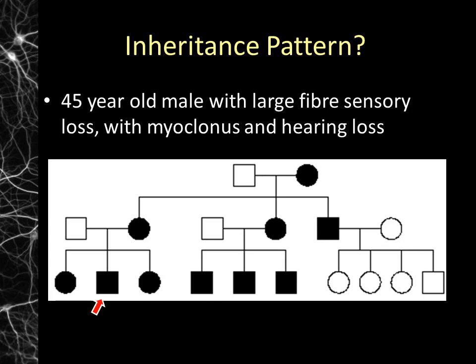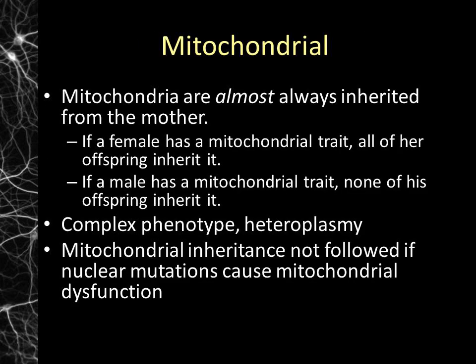Inheritance pattern: 45-year-old male with large fiber sensory loss, with myoclonus and hearing loss. Mitochondrial. Mitochondria are almost always inherited from the mother. If a female has a mitochondrial trait, all of her offspring inherit it. If a male has a mitochondrial trait, none of his offspring inherit it. Complex phenotype, heteroplasmy. Mitochondrial inheritance is not followed if nuclear mutations cause mitochondrial dysfunction.